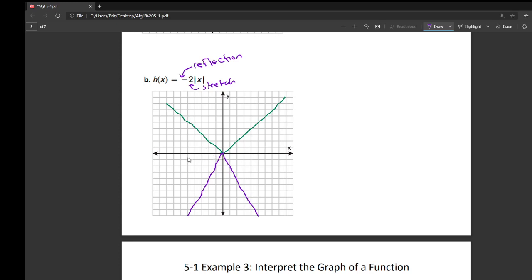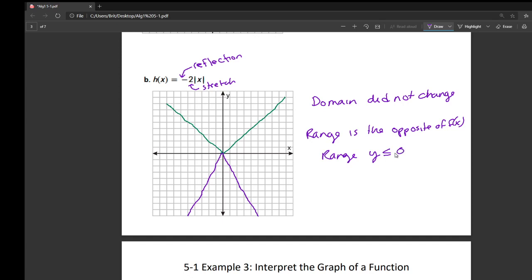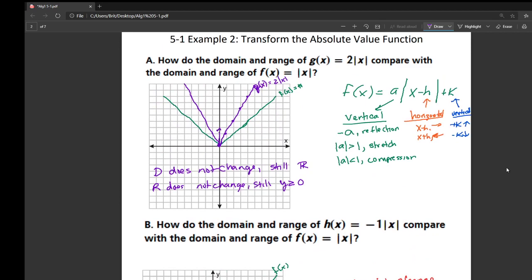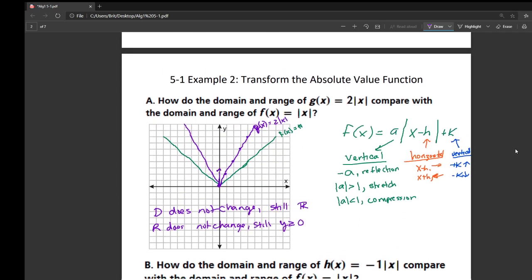So our domain, the graph still goes to the left and right forever, so the domain didn't change. It's still all real numbers. But the range is just like in the last example, the range is the opposite of f of x. The range is y is less than or equal to 0 because it starts at 0, 0 and goes down forever. So the only change to our range was when we did a reflection. You'll find later that when you do a vertical translation as well, that will also change your range.